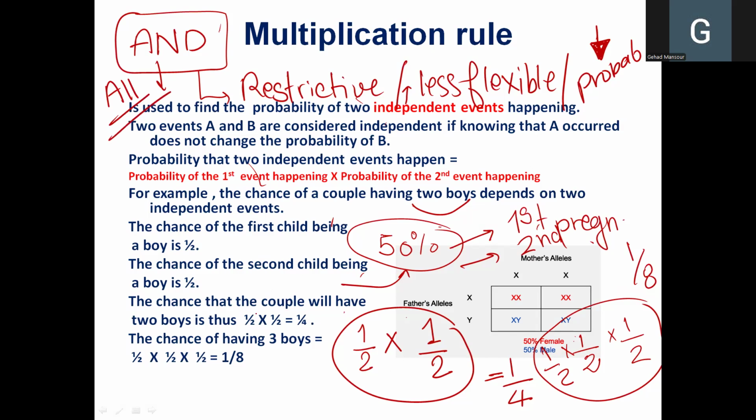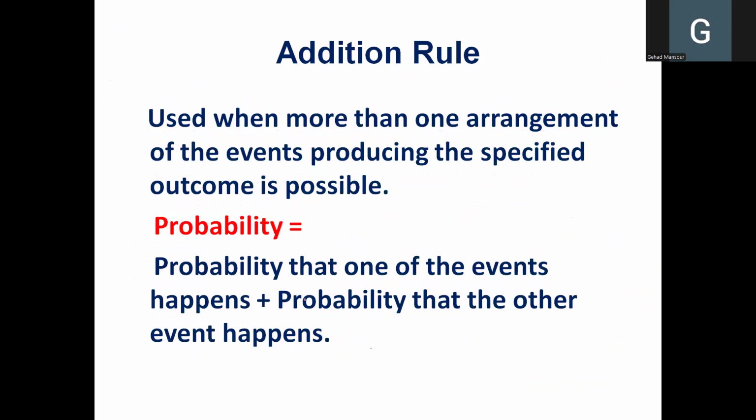You want a boy, then a boy, then a boy. You don't say a boy or a girl. It's a boy, and then another condition. I'm very strict. I want another boy, or I'm expecting another boy, and then a third boy. This is the multiplication rule.